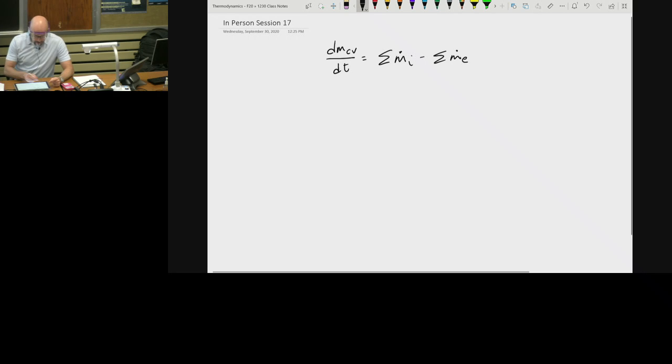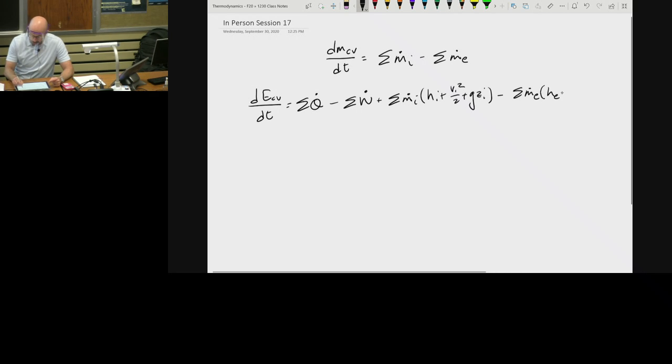We also need to know this equation. The change in energy of the control volume with respect to time is equal to the summation of the heat transfer rates minus the summation of all the rate of work, so the powers, plus the summation of all the mass flow rates in times the enthalpy in, kinetic energy in, potential energy in, minus the summation of all the mass flow rates exiting times the enthalpy exiting, kinetic energy exiting, and potential energy exiting. These two equations are on your equation sheet.